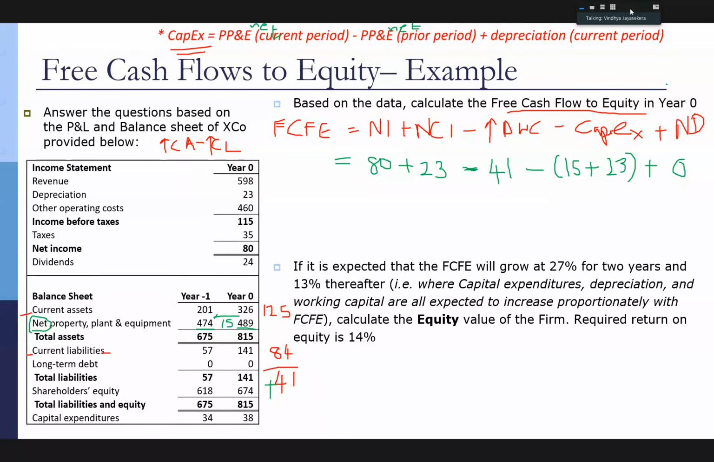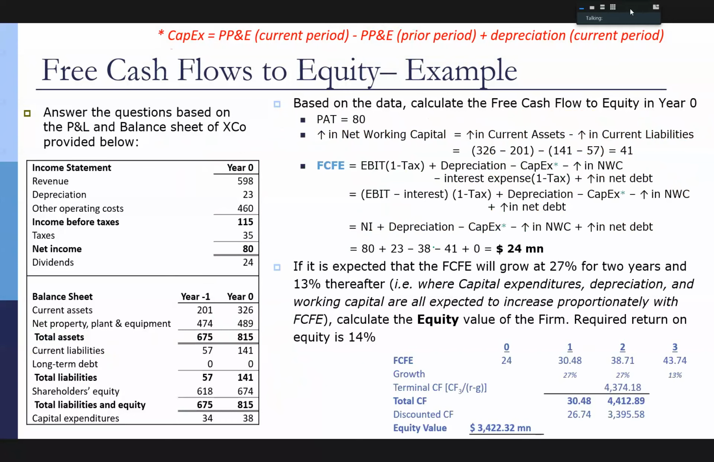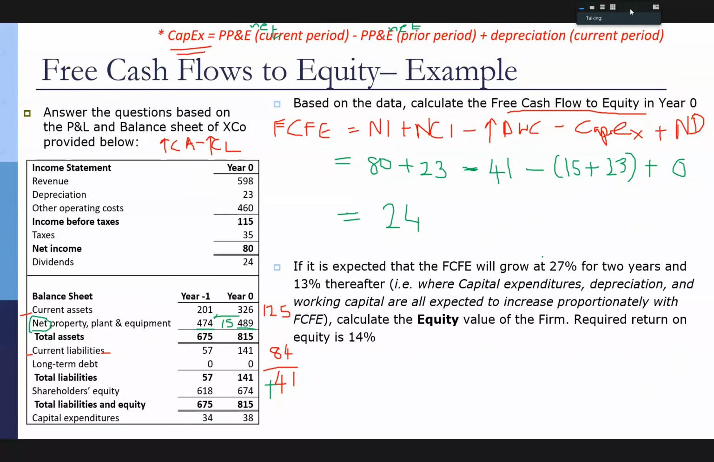How much is my free cash flows to equity? 24. Right. Okay. So that's your free cash flows to equity for year 0. Year 0, free cash flows to equity is 24. Now, use that to do the second part of the question.